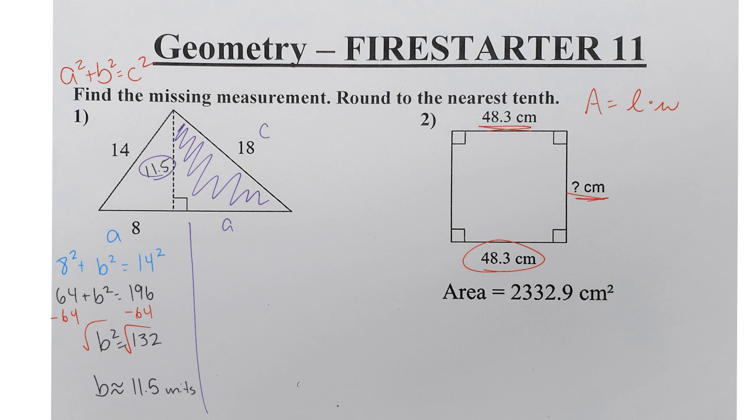So a squared plus 11.5 squared equals 18 squared. So I have to know 18 squared. I know that is 324. I don't know what a squared is. I know 11.5 squared. I'm going to put in my calculator. 11.5 squared. It's 132.25. Right? I'm just double checking 18 squared. I was correct. Now I want to get rid of 132.25.